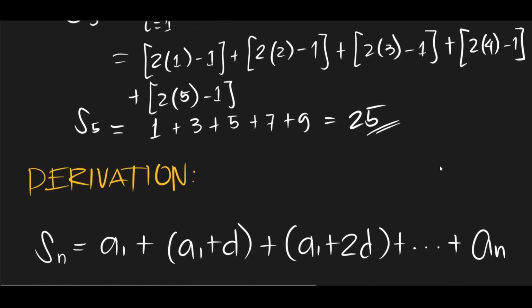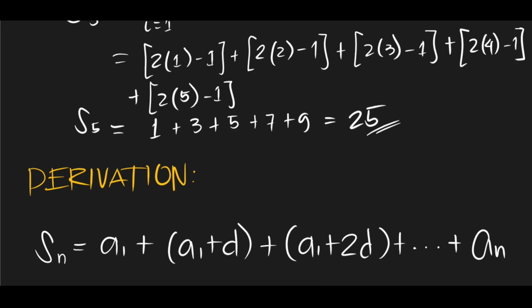Okay, so we have here the derivation. Generally, our Sn, our arithmetic series, is equal to a1, the first term, plus a1 plus d, where d is our constant difference, and then a1 plus 2d, and then up until you get to an. So this is a general representation of an arithmetic series.